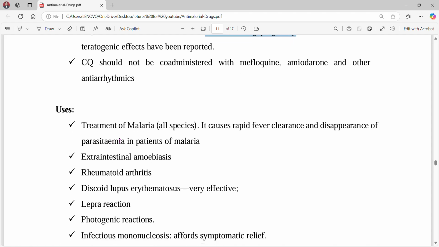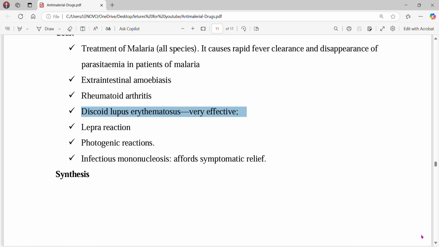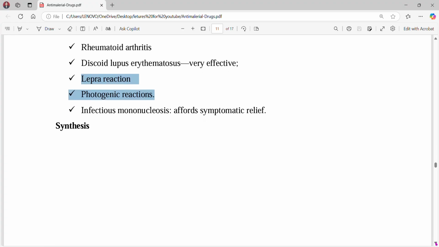So it is used in the treatment of malaria of all species, causing rapid fever clearance, and in extraintestinal amoebiasis, rheumatoid arthritis, discoid lupus erythematosus, lepra reaction and other infectious diseases. In all such cases we can use chloroquine.